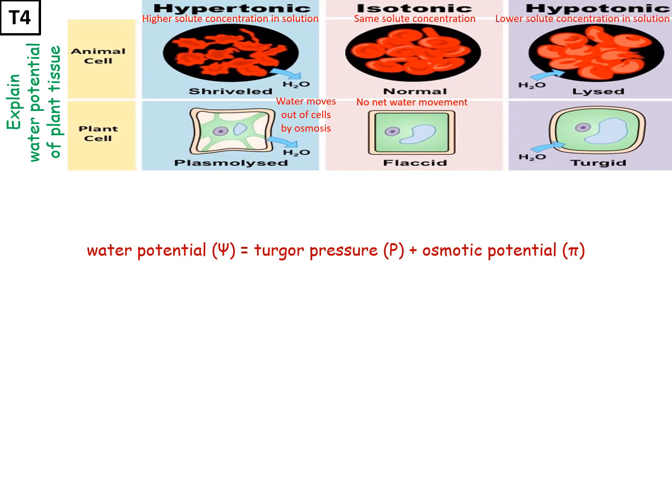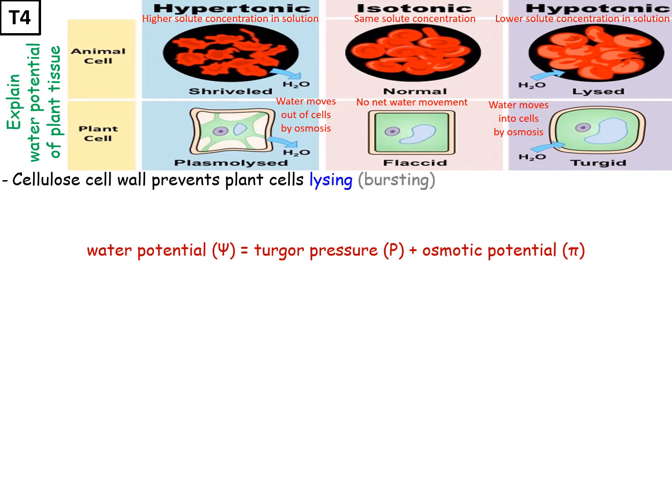In a hypotonic solution, there is a lower solute concentration in the solution. Therefore, there must be a higher water concentration in the solution and a lower water concentration in the cell, so water moves into the cells by osmosis, and this will cause an animal cell to lyse. However, a plant cell will become turgid because it has a cell wall that prevents lysis from happening. A cellulose cell wall prevents plant cells from lysing or bursting.